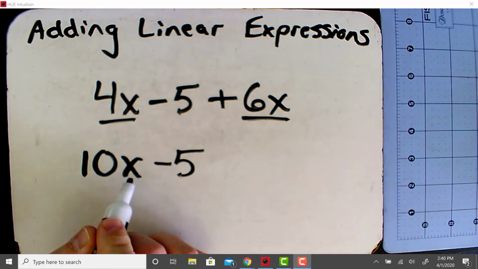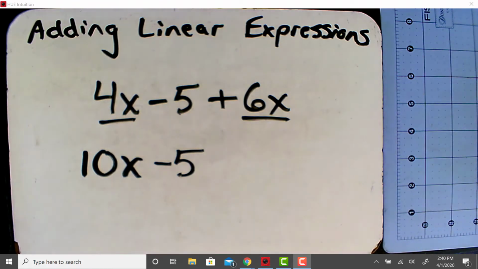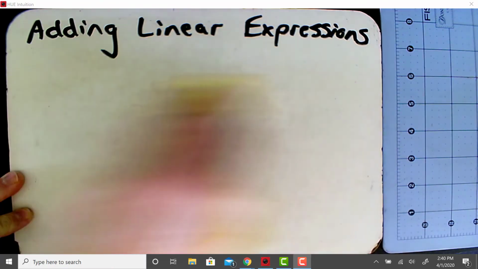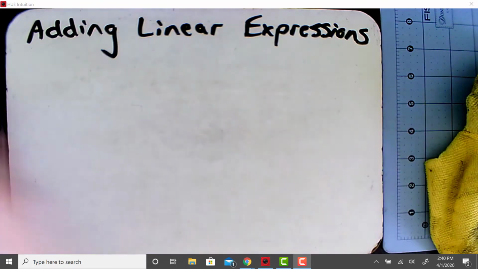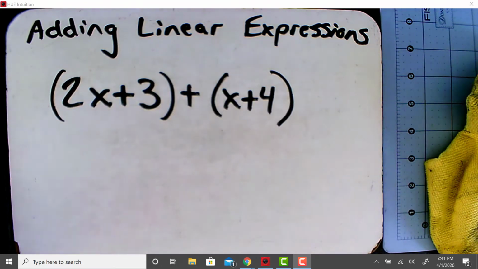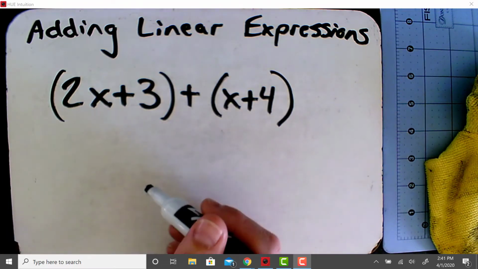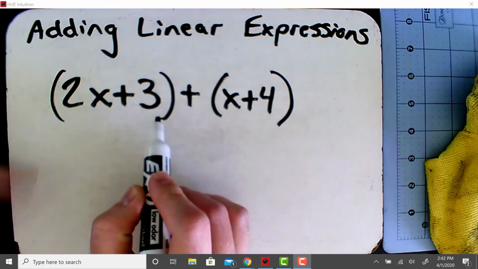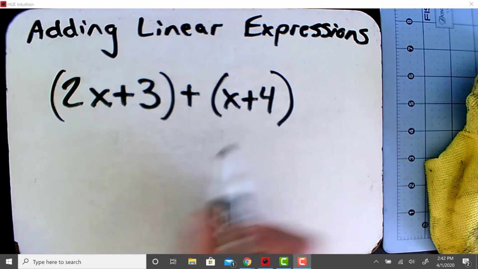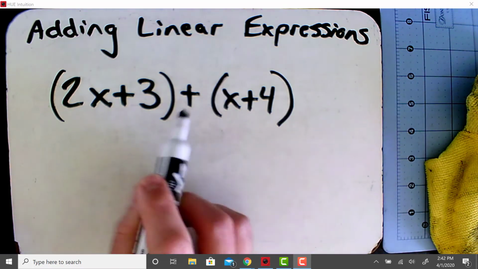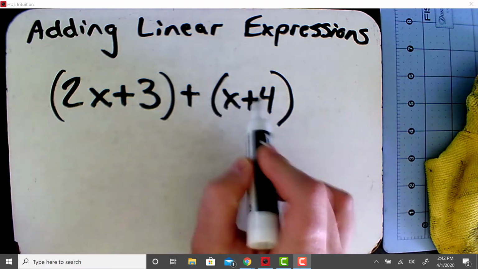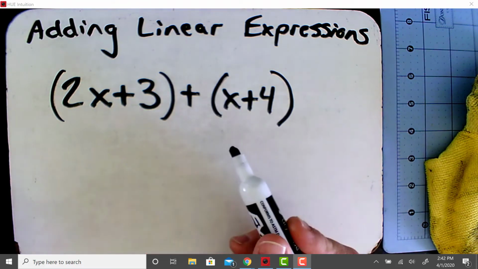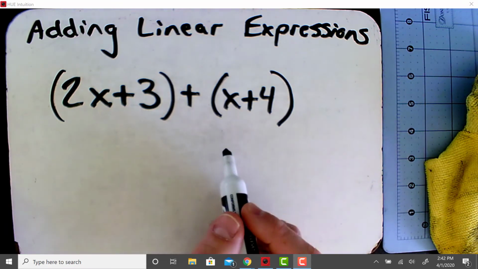and here is my new simplified expression. Now we're going to be doing something similar today, but we're going to be seeing some parentheses with these. So it's going to make them a little bit longer. So we're going to be taking multiple linear expressions and adding them together. Here's our first example of adding linear expressions. As you can see here, I've got 2x plus 3 in parentheses, and I've got x plus 4 also in parentheses. Now, if you take a good look at this one, you'll see that every sign in here is a plus sign, which means that I could actually use several different math properties on this problem.